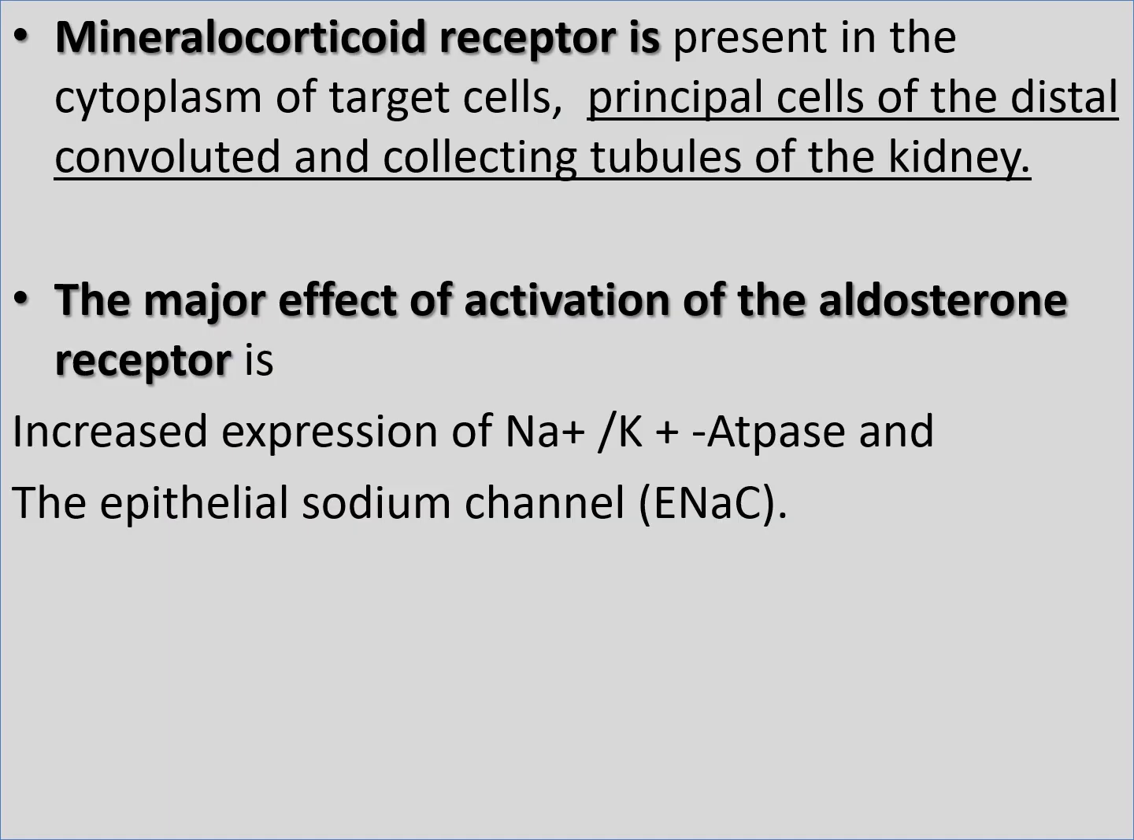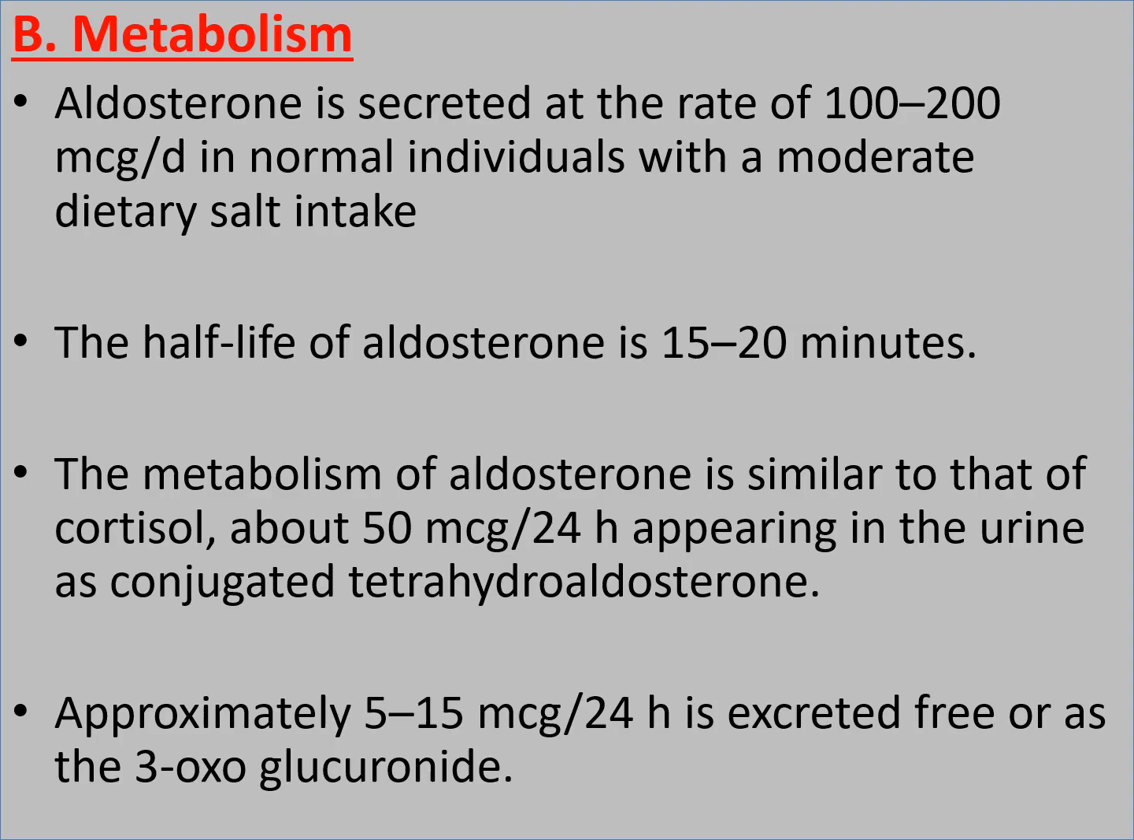Now, where are the mineralocorticoid receptors? These receptors are present in the cytoplasm of the target cells. Principal cells are distal convoluted tubule cells and collecting tubules of the kidney. The major effect of activation of the aldosterone receptor is increased expression of sodium potassium ATPase and the epithelial sodium channel.